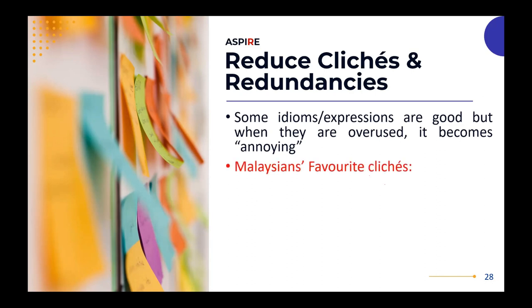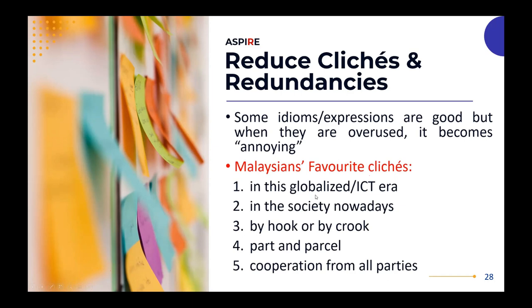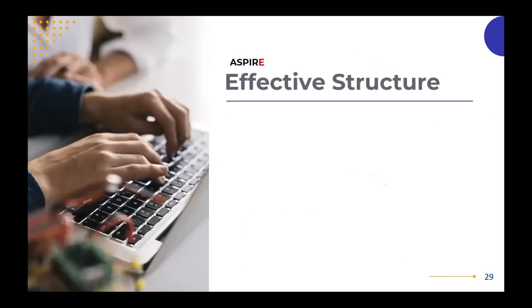Some of the Malaysian favorite cliches: by hook or by crook, part and parcel, in the society nowadays. Every time you want to talk about the latest trend, you say "in this globalized era," "in this ICT era," same thing. And then the suggestion is always "cooperation from all parties," kerjasama daripada semua pihak. This is a very vague, very unconvincing way of giving a suggestion. The suggestion should be very specific to whatever you have mentioned earlier. It cannot be so general, right?